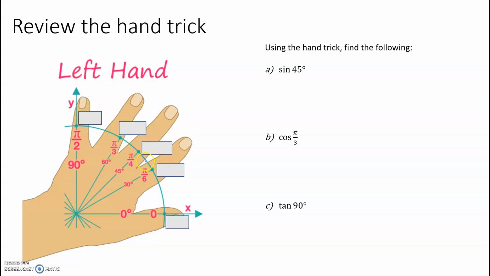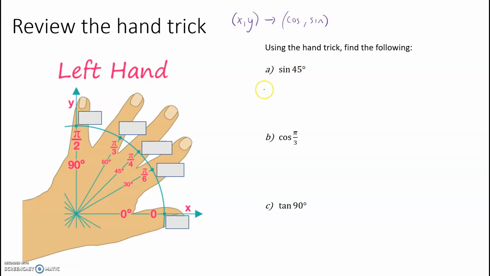If you put your left hand palm down, you want your thumb facing to the right. You have 0, 30, 45, 60, and 90. So if I ask you for the sine, remember you have x coordinate and y coordinate, which is your cosine and your sine.